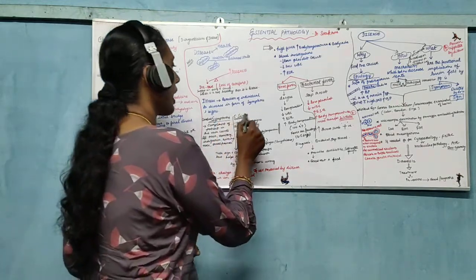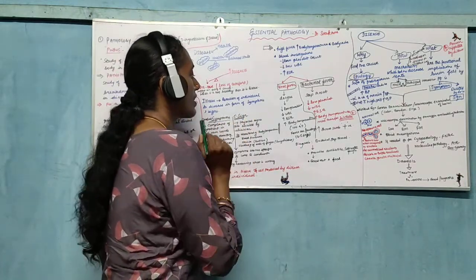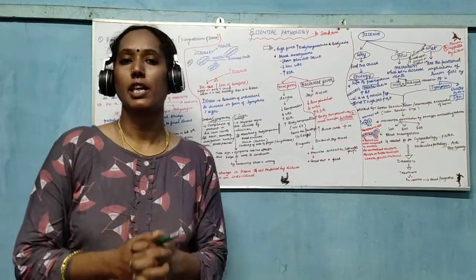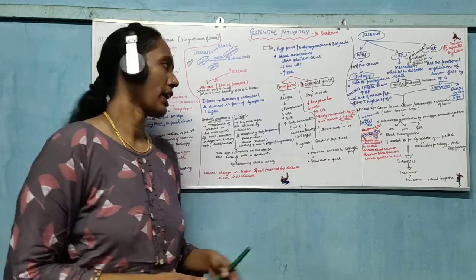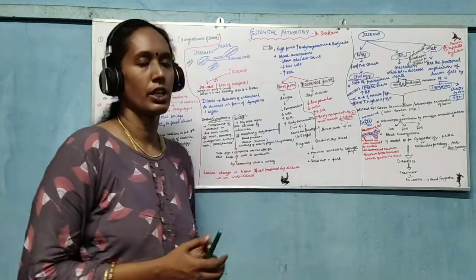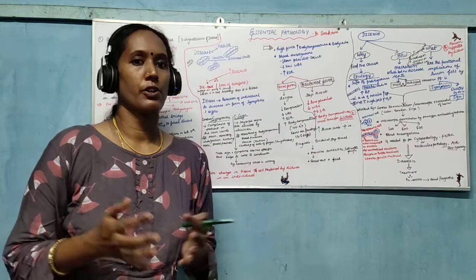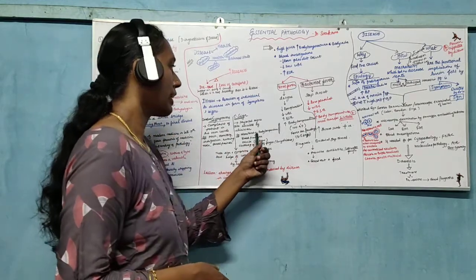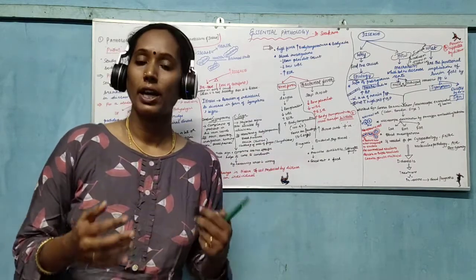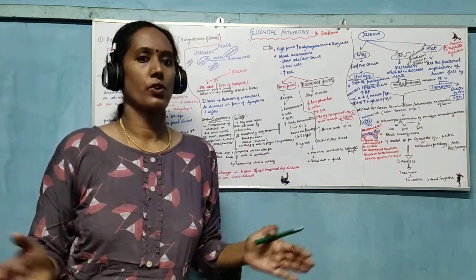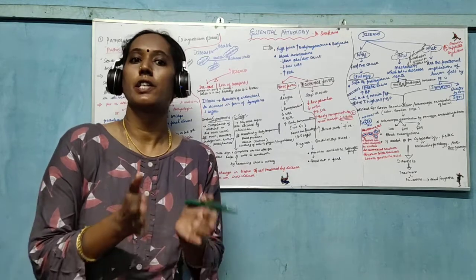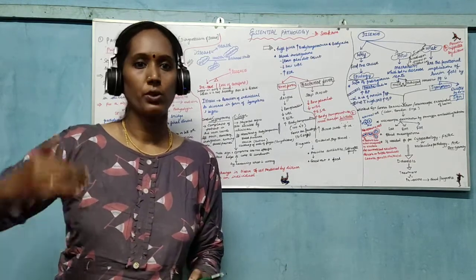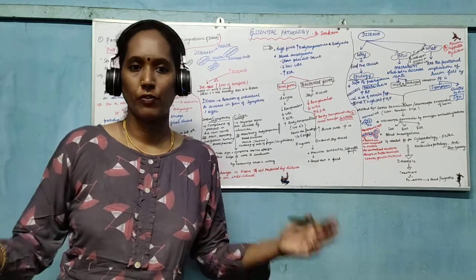And now coming to the cardinal sign, it is nothing but a physical sign that is elicited by the clinician on physical examination. So for example, what will our general medicine doctors do? They will monitor our body temperature. Why? Because the normal body temperature is 37 degrees centigrade, that is 98.6 degrees Fahrenheit. When it goes above this level, you will end up with fever.